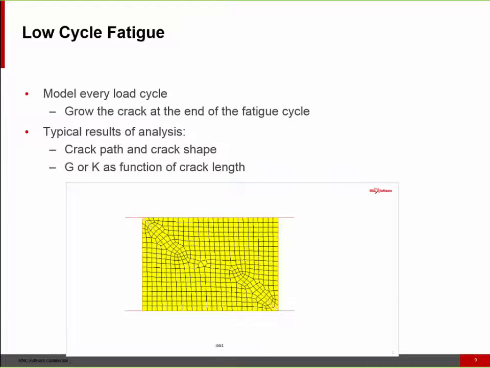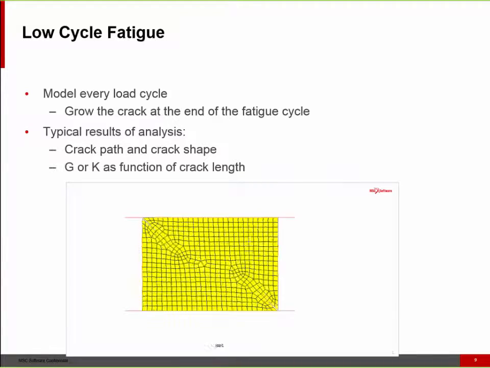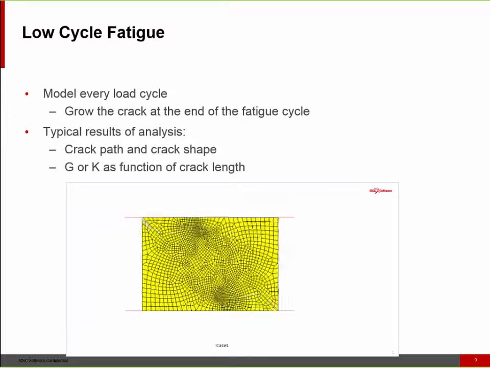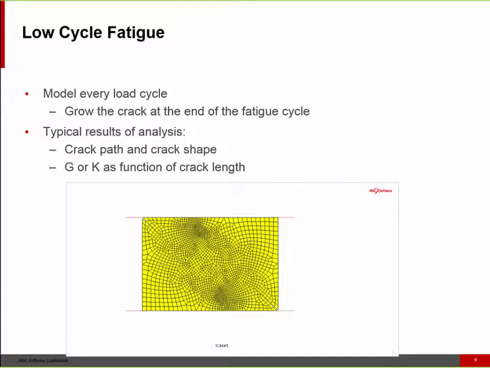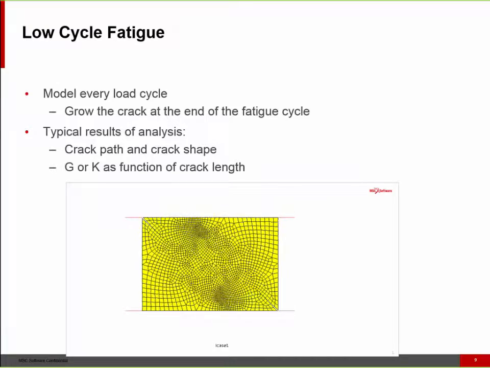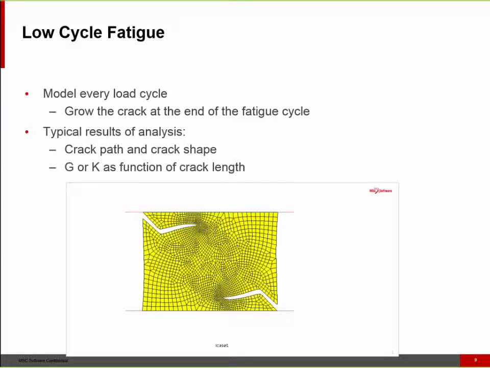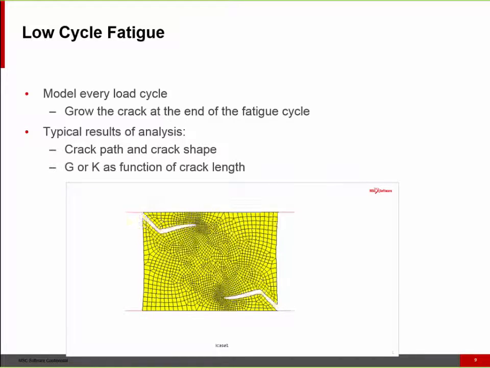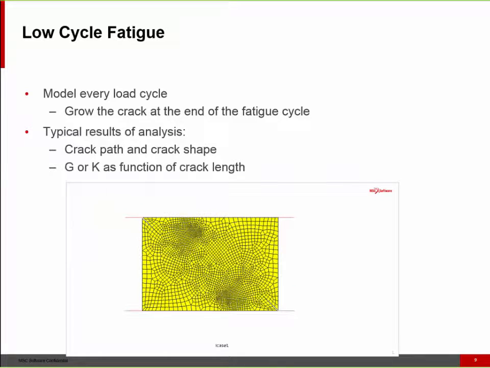In low cycle fatigue analysis, we apply a number of cycle loadings on the structure, and we grow the crack with some distance after each load cycle. We want to know the crack path, the crack shape, and K or G as a function of crack length. Again, G is the energy release rate, and K is the stress intensity factor.